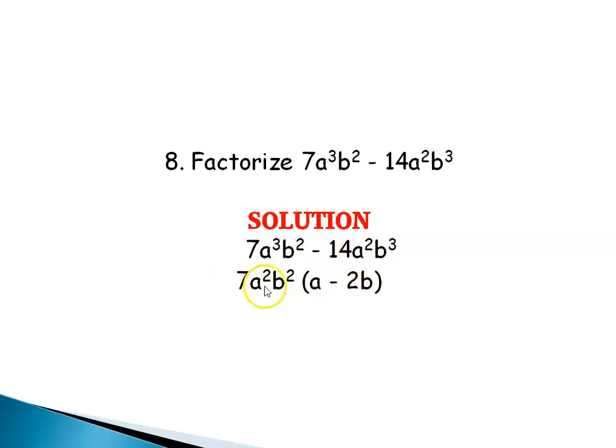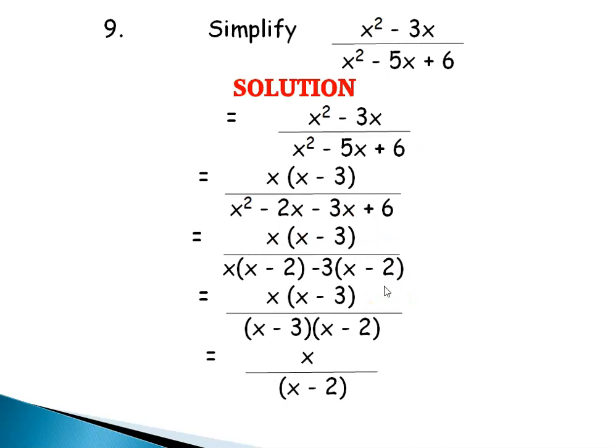Alright, now for this, 14 divided by 7 is 2. A raised to the power 2, a raised to the power 2 will cancel each other out. And then b raised to the power 3 divided by b raised to the power 2 will give me b. So this is my answer. 7a raised to the power 2, b raised to the power 2, bracket a minus 2b. Is that taken? Good.